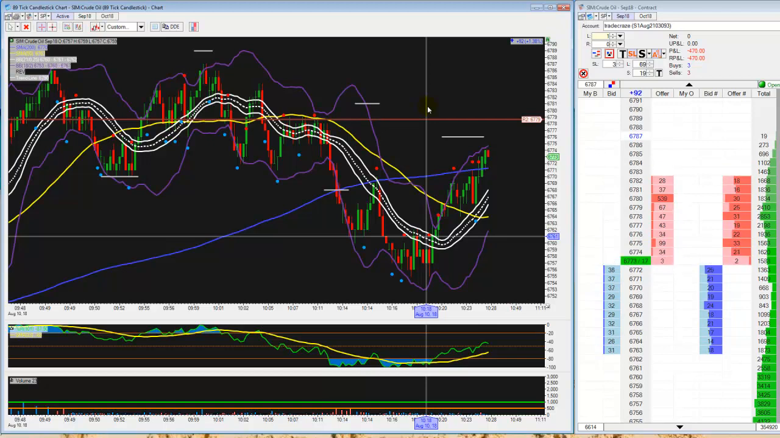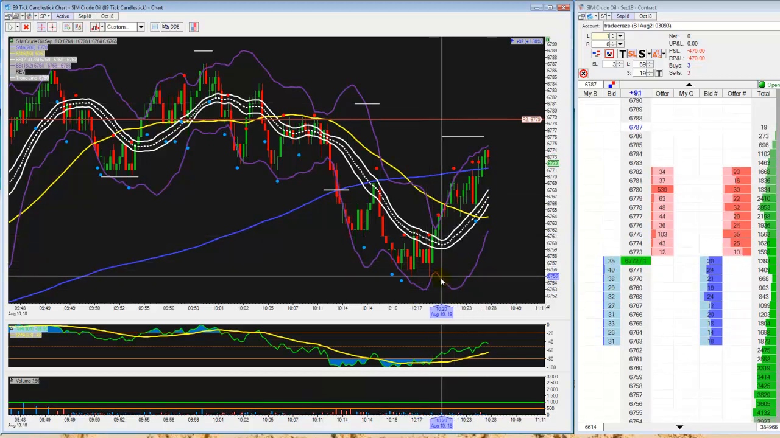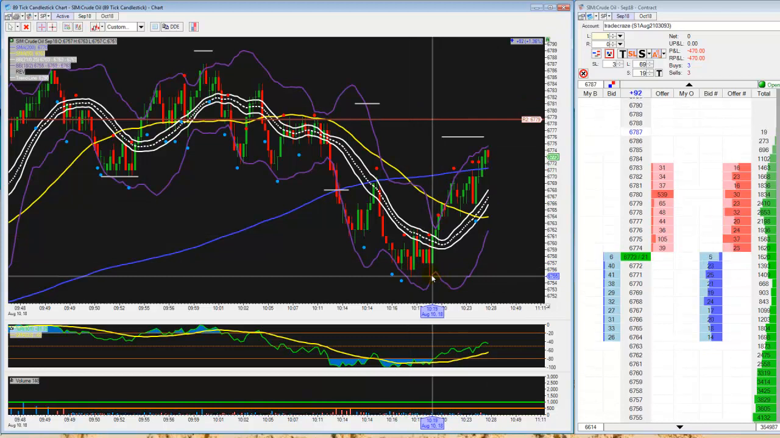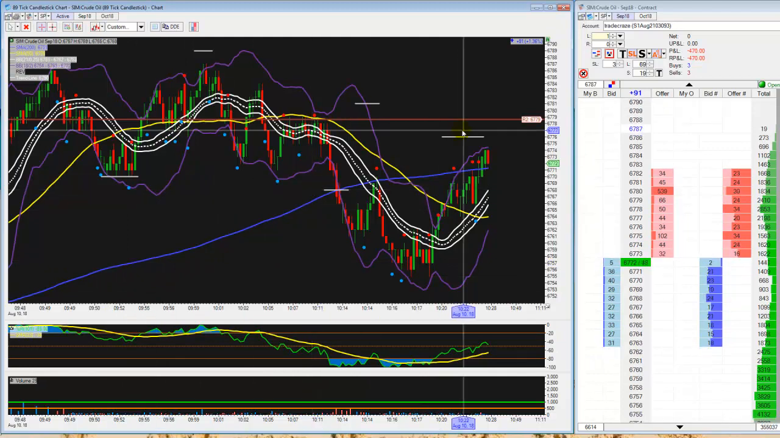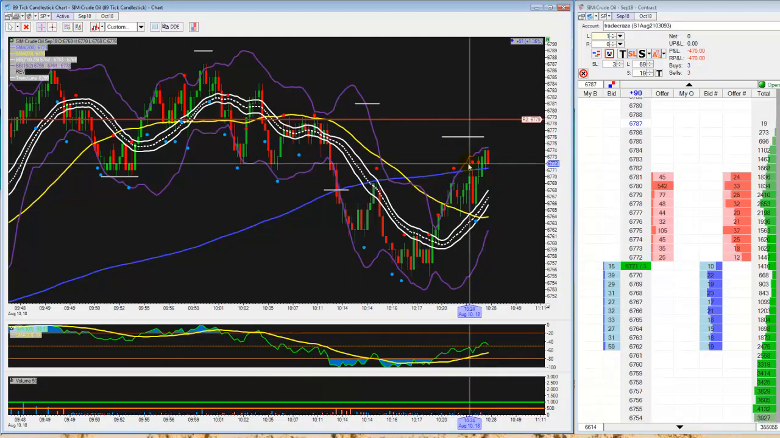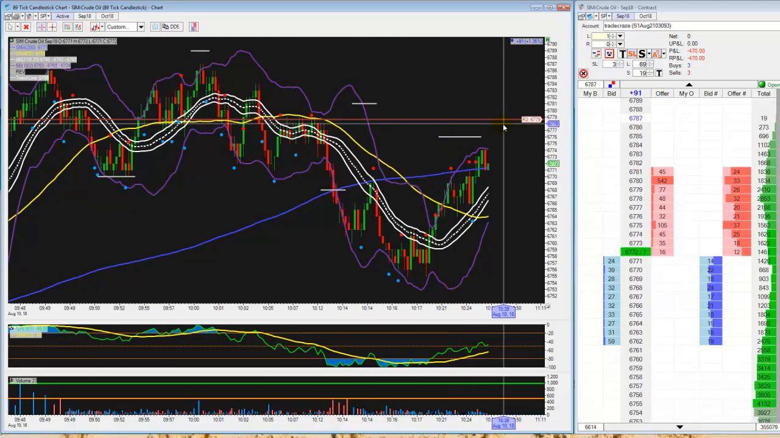So if it runs me out here, now once again, did we reach a 1P area? No. Therefore, I need another entry point volume bar before I would get involved again.